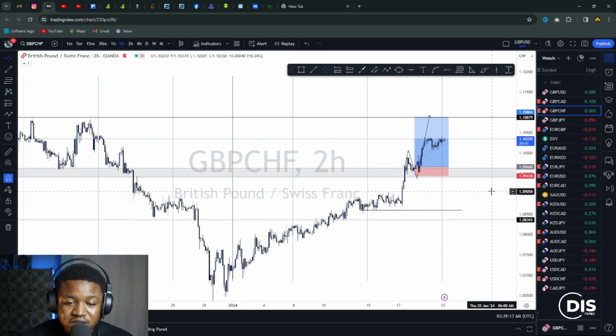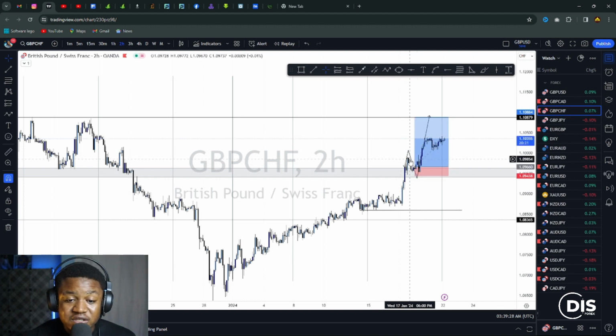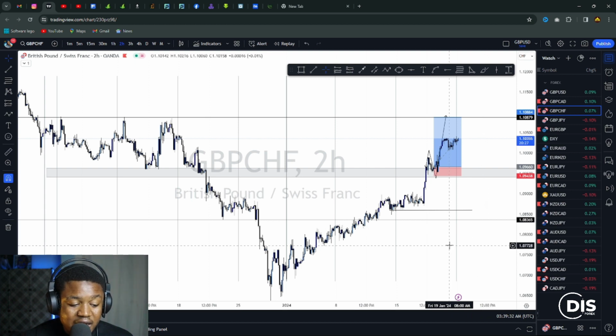Very, very simple strategy. Break and retest. You break it, retest, it will go back to the upside. Break, retest, but it will not be like that all the time. Sometimes it may, but most of the time, that's how the market behaves when it comes to things like this. Then the last pair I traded, that's okay.